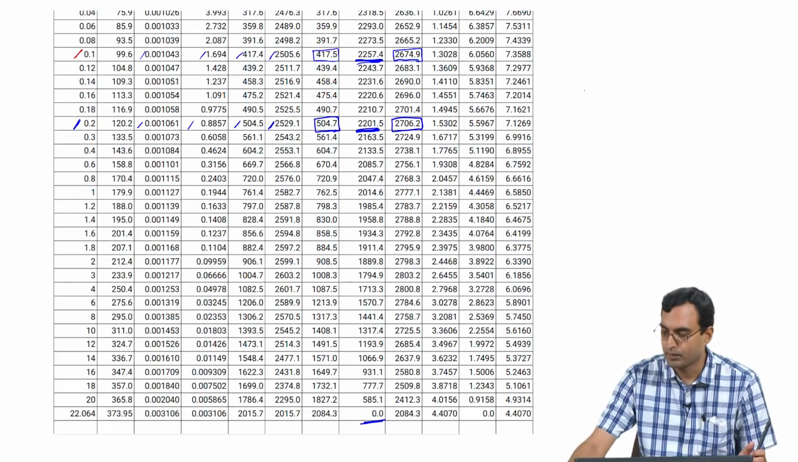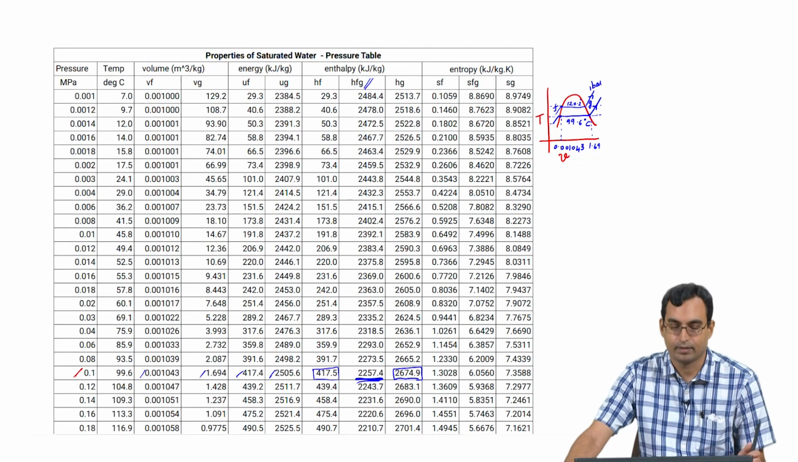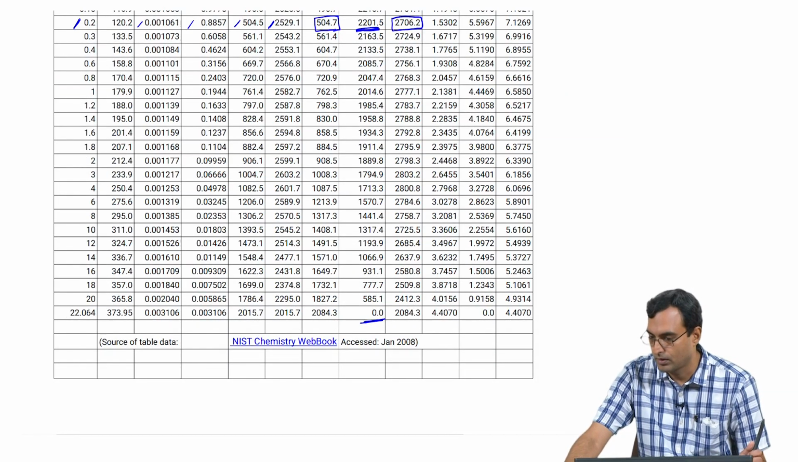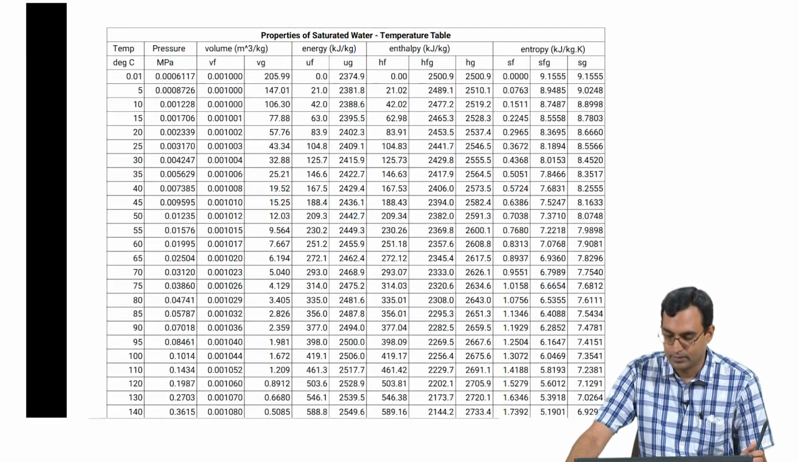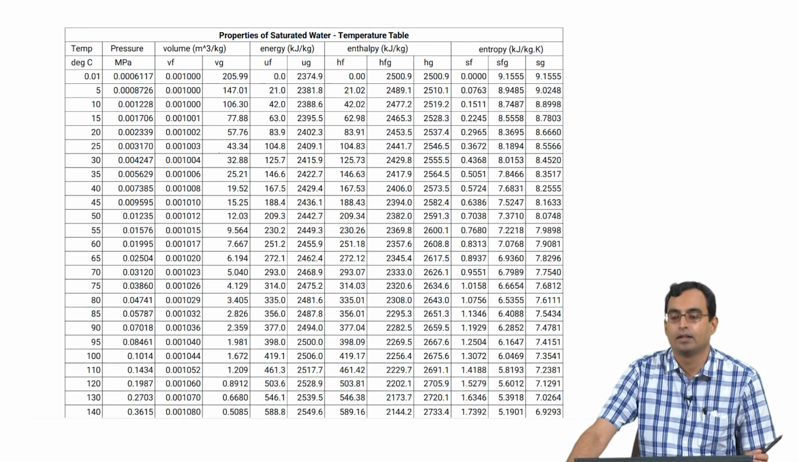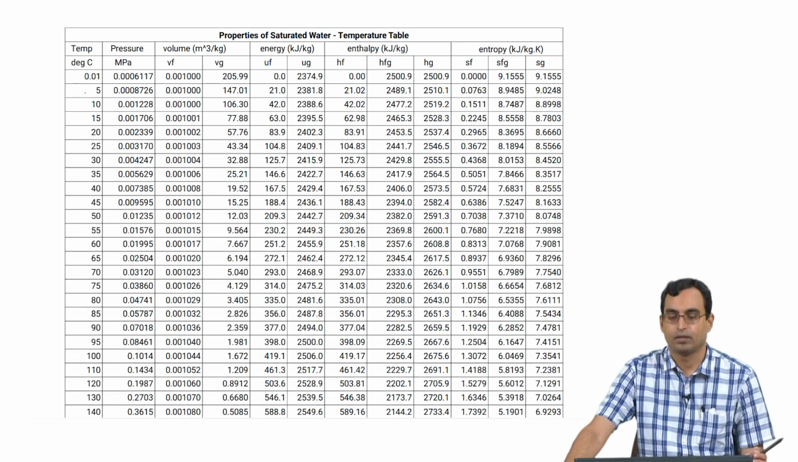So far we have been looking at this table where we are looking at properties of saturated water, and the pressure table where these values are listed by pressure. Let us go on to the next page of this file where we have the same properties of saturated water, only thing is they are listed by temperature. So, they are listed here for convenience by temperature or pressure. We can look at either of them.